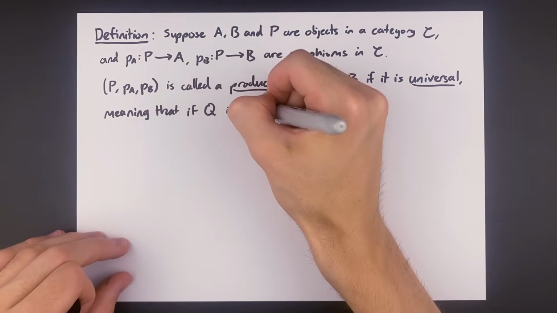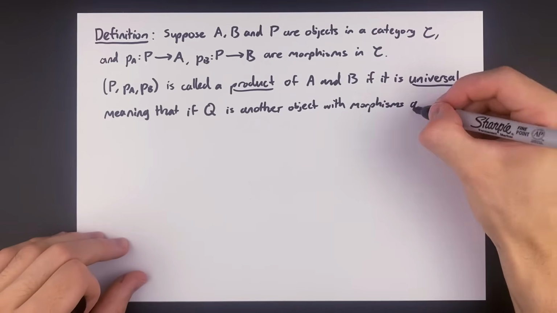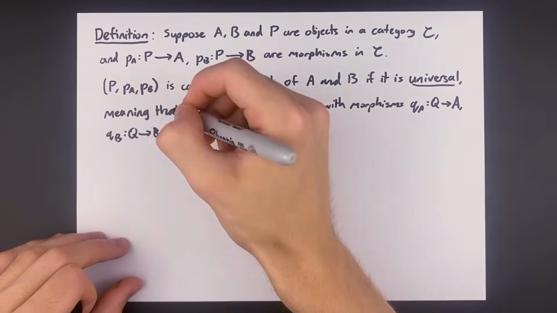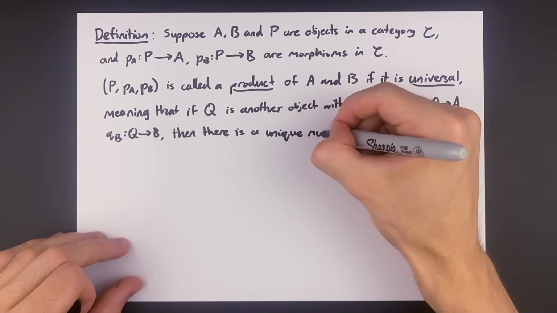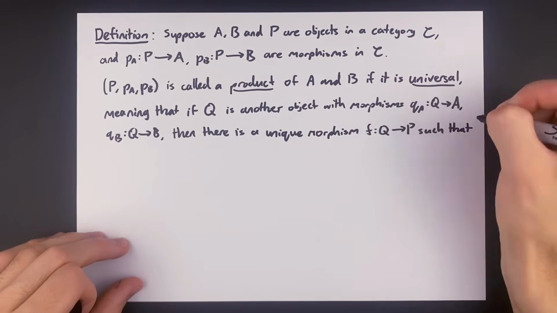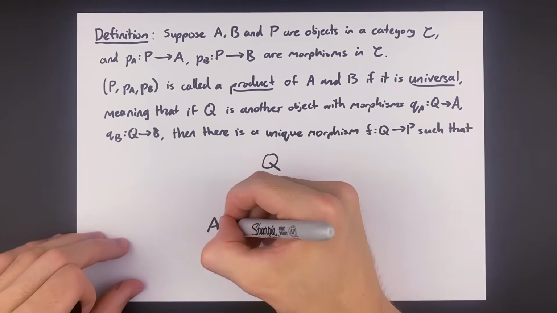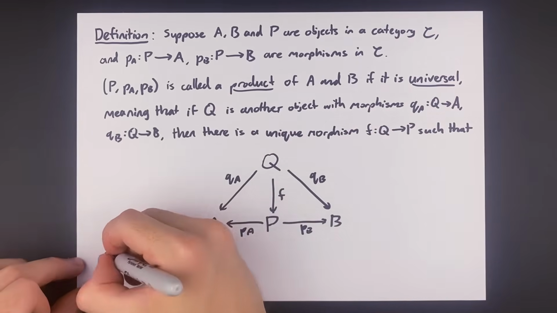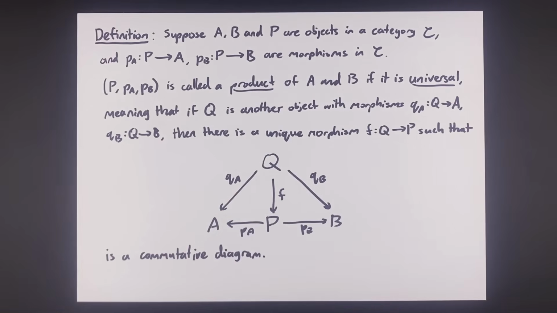Universal means that if I have another collection of these three things, an object Q and morphisms QA and QB going to A and B, then there is a unique morphism from Q to P such that the maps QA and QB factor through PA and PB via this morphism. That is to say, this diagram commutes.